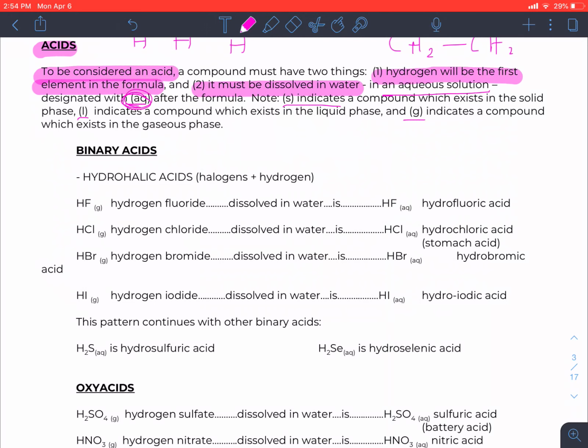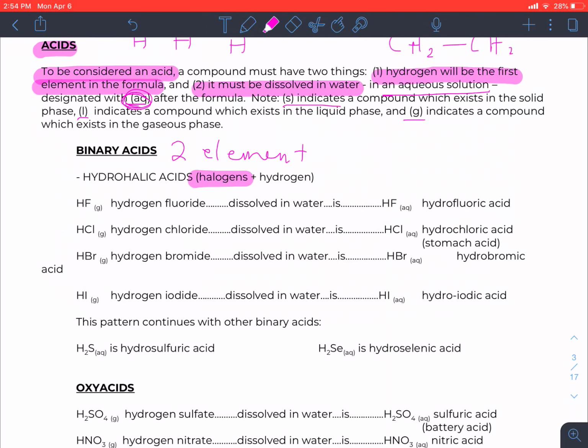So there's several types of acids. The first one we're going to look at is a binary acid. This means there's two elements present, and these are called hydrohalic acids. Basically, you have a halogen, remember that's group 17, plus a hydrogen.